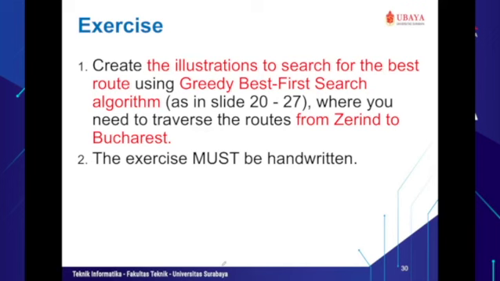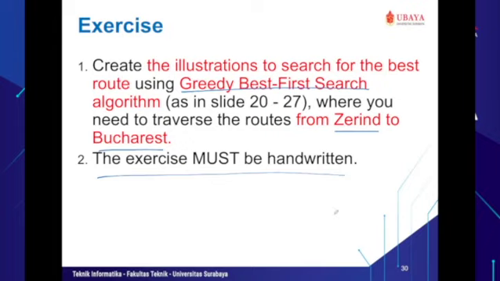Thank you. For this week, we have two simple exercises. The first, please create the illustrations to search for the best route using the greedy best first search algorithm, as in slide 20 to slide 27, where you need to traverse the routes from Serin to Bucharest. The start state will be Serin. The final state will be Bucharest. Again, this exercise must be handwritten. Submit it on the online platform on the ULS.